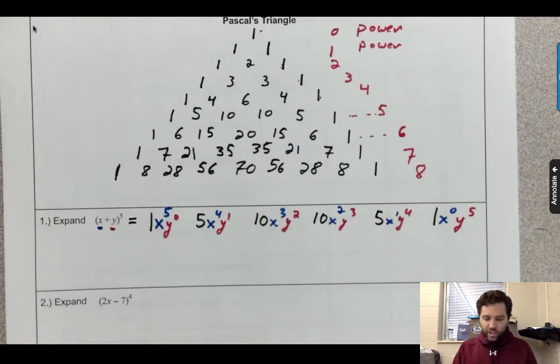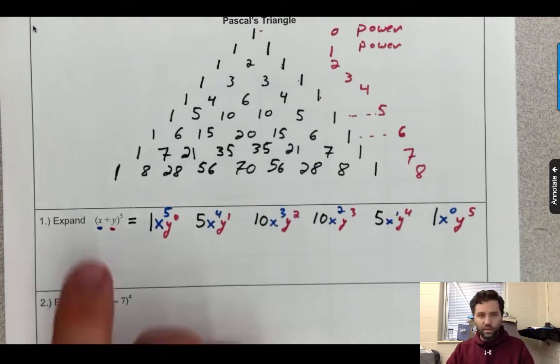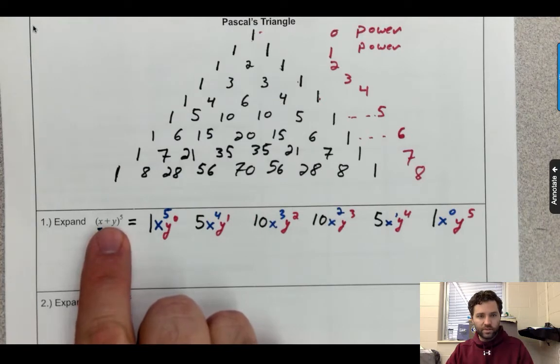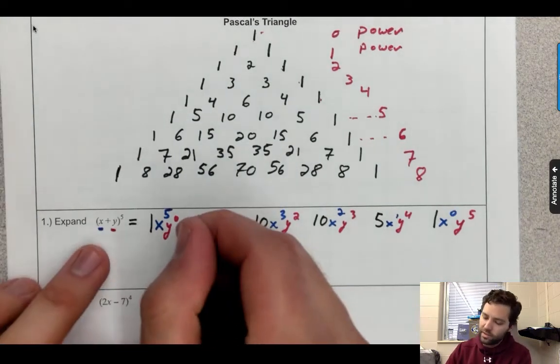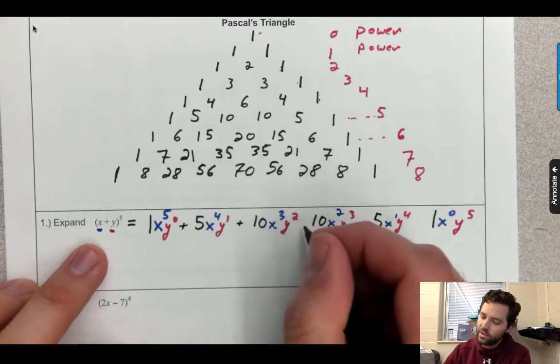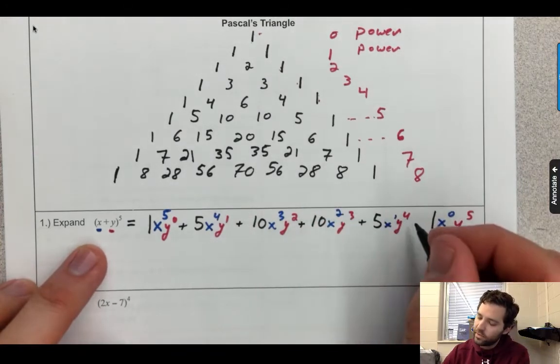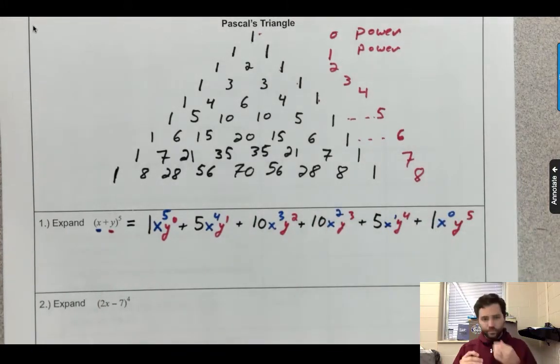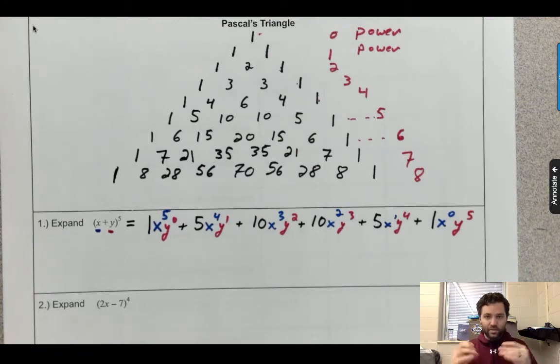Okay? Then I check my sign in the middle of the binomial. Here it is plus. So if it's plus, everything in between these terms is plus. So just write plus all the way down the line. Okay? And that's it. I'm sorry, that's not it. That's it for getting the first half of this problem.